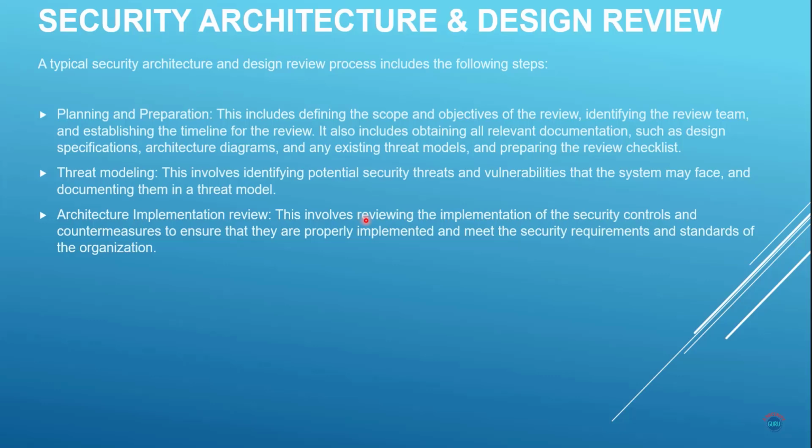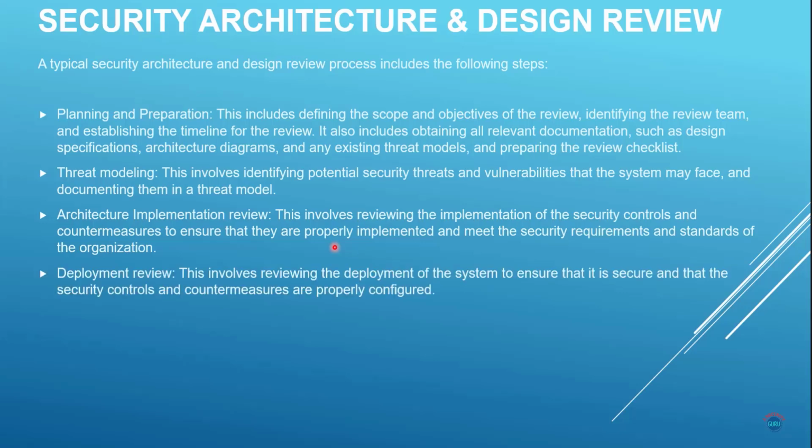Next, the architecture implementation review is performed, where the implementation of existing security controls is reviewed by the security team and the countermeasures are suggested to ensure that they are properly implemented if not already done. Next is deployment review, where the deployment process of the system is reviewed to make sure that it is secure.